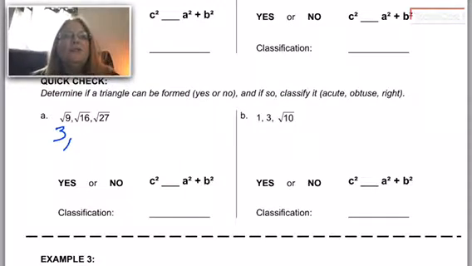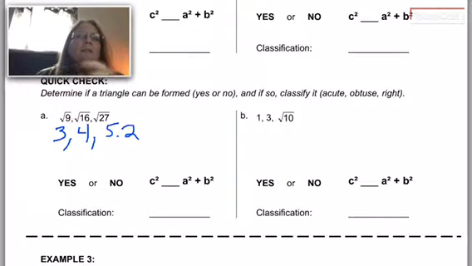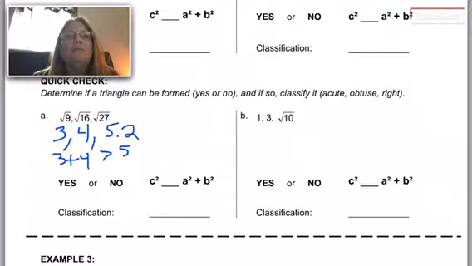The square root of 16 is 4. And the square root of 27, that's not a perfect square, but we can get an approximate answer from our calculator. Sorry, I'm having trouble with my calculator. The square root of 27 is approximately 5.2. Okay, so we know that 3 plus 4 is greater than 5.2. So yes, we have a triangle.